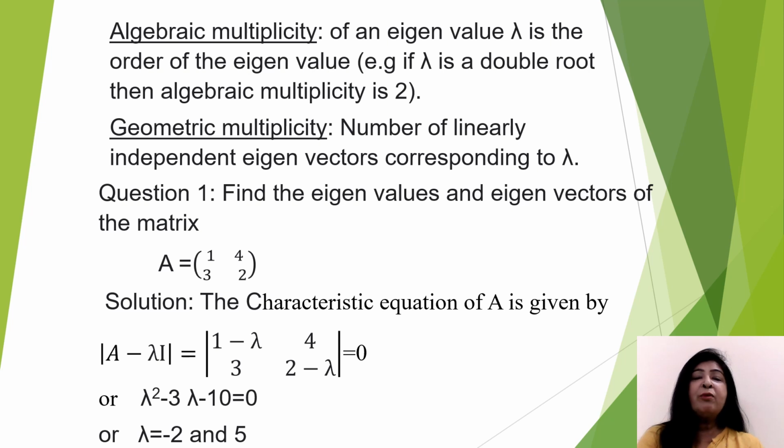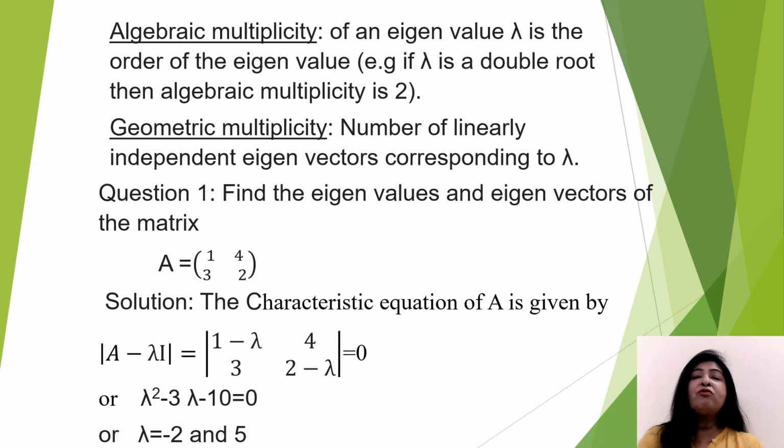Now, what do you mean by algebraic multiplicity? Algebraic multiplicity is the order of the eigenvalue. Say you are solving the characteristic equation and you get the values of lambda as 1, 1. In that case, the algebraic multiplicity of lambda will be 2. Now, what do you mean by geometric multiplicity? Geometric multiplicity is the number of linearly independent eigenvectors corresponding to λ. When we solve the questions, it will be clear to you what algebraic as well as geometric multiplicity mean.